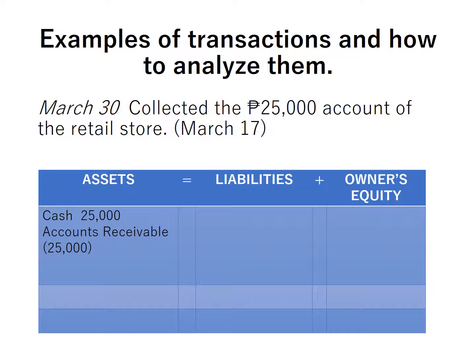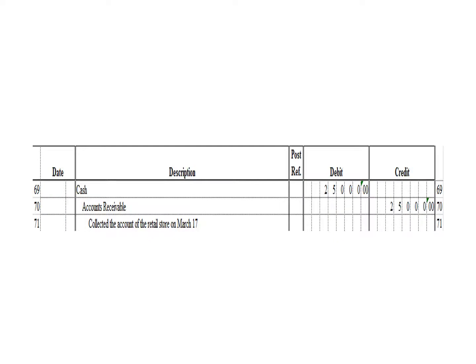March 30, the business collected a 25,000 pesos account of the retail store. Cash increased by 25,000 pesos. Accounts receivable decreased by 25,000 pesos. This transaction also occurred on March 30. Since we had already written the date March 30 in our previous transaction, there is no need to write the date for this transaction. Just debit cash, 25,000 pesos, and credit accounts receivable for the same amount.